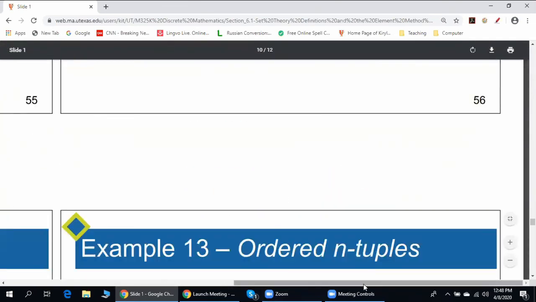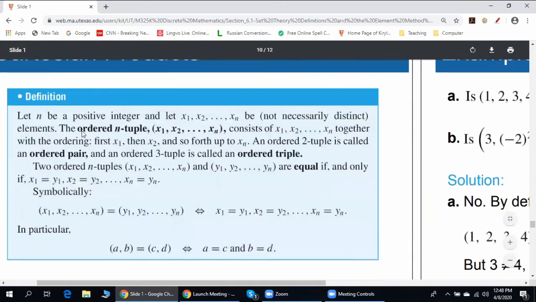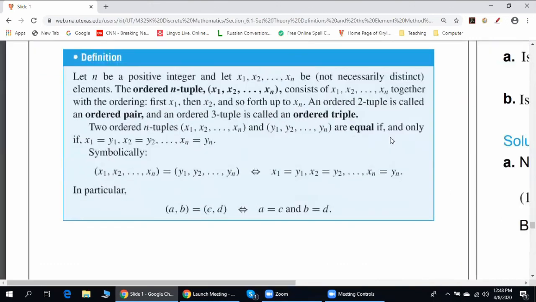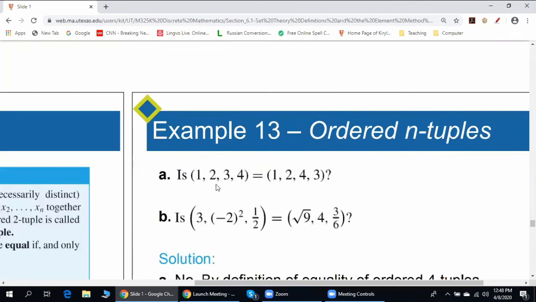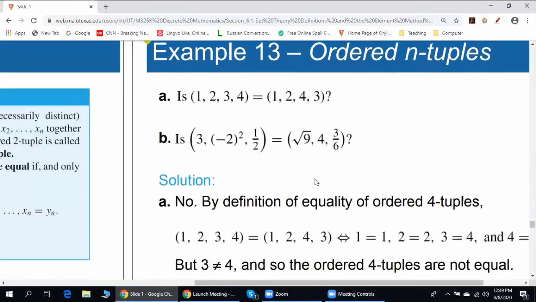And lastly, Cartesian products. By ordered n-tuple, we mean this: x1, x2, and so on, xn. Important: 2 ordered n-tuples are equal if and only if x1 is y1, x2 is y2, and so on. For example, is this equal to this? No, because 3 is not equal to 4 and 4 is not equal to 3. Are these triples equal? Yes, because 3 is the square root of 9, negative 2 squared is 4, and 1/2 is 3/6. So no for A, yes for B.